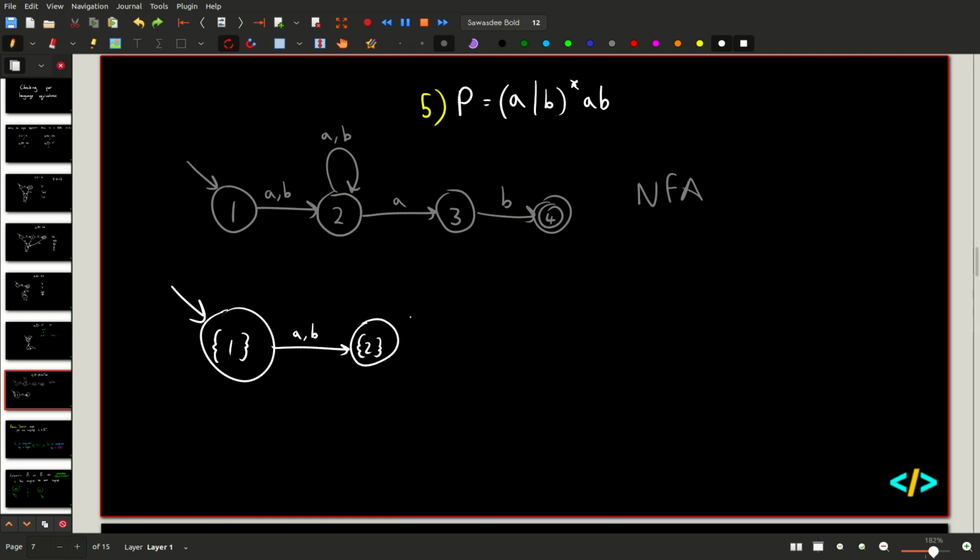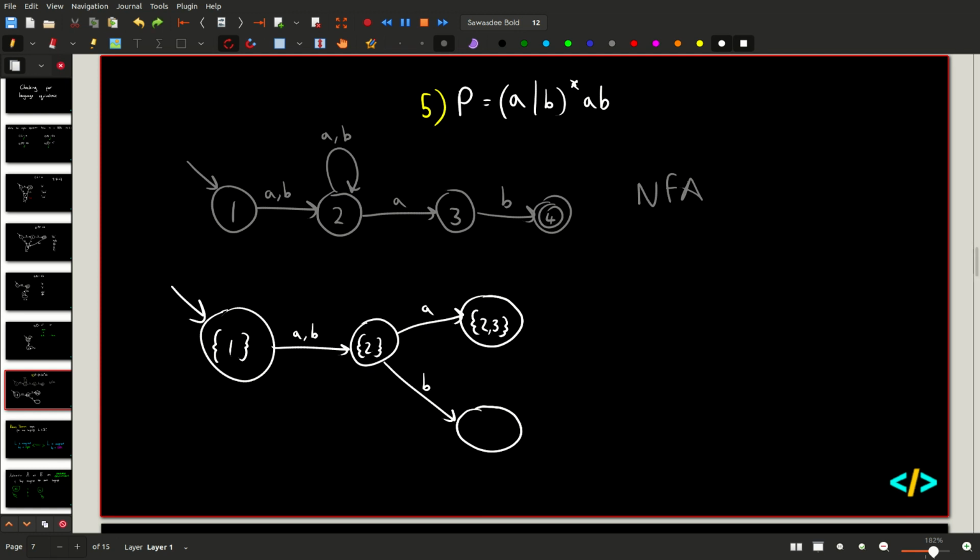Okay, and then we look at 2. So from 2, if we take an A, where do we go? We can get to, where can we get to? From 2 if we take an A. So we can either get to 2 or 3. Yeah, good job.